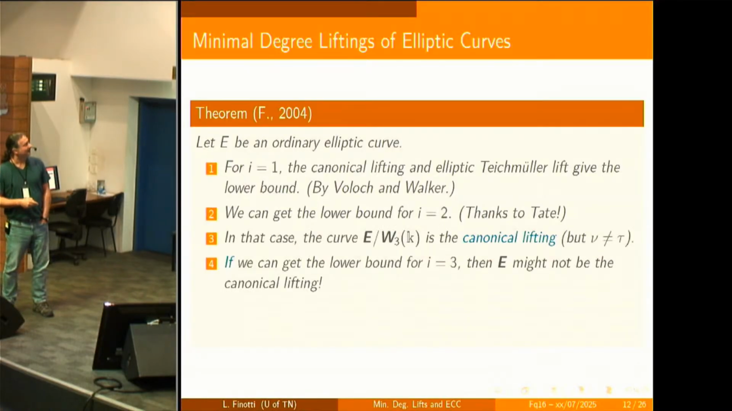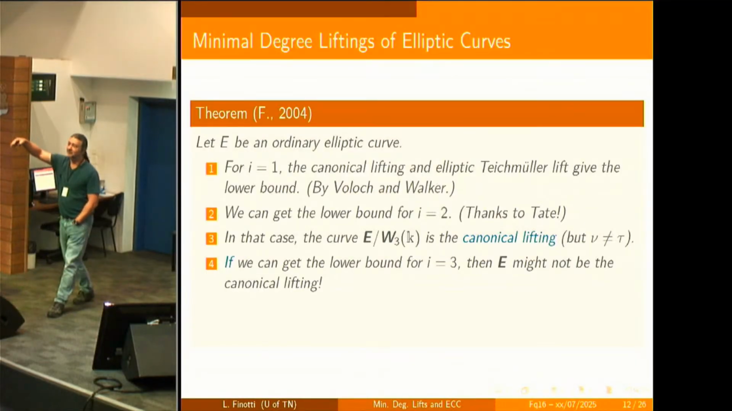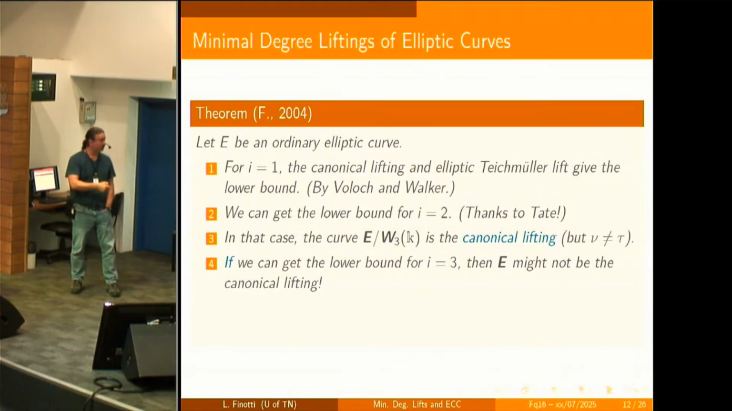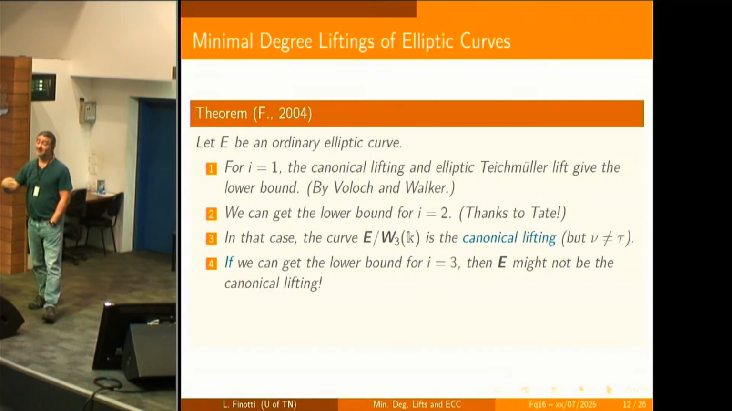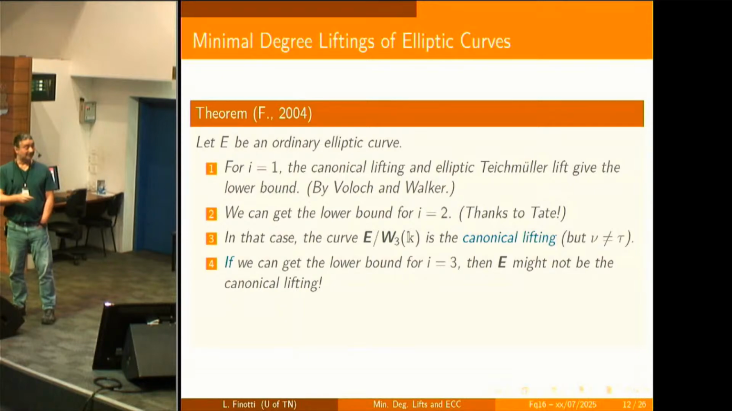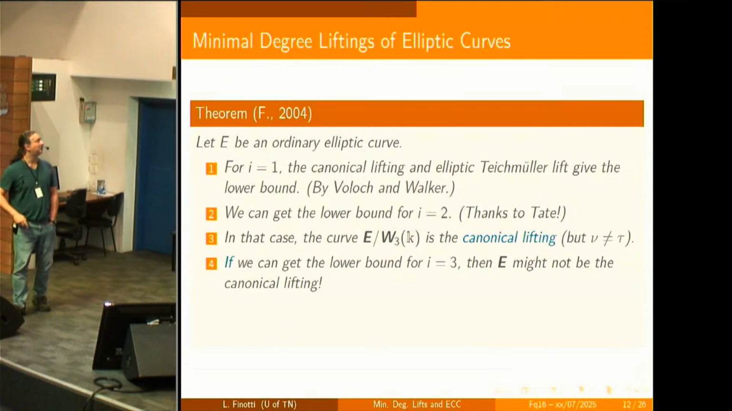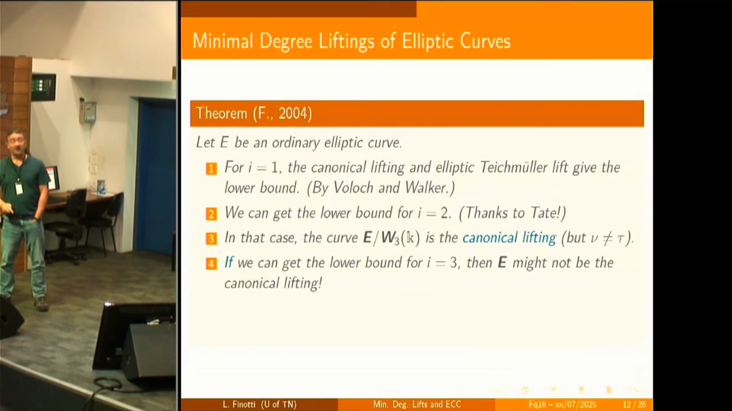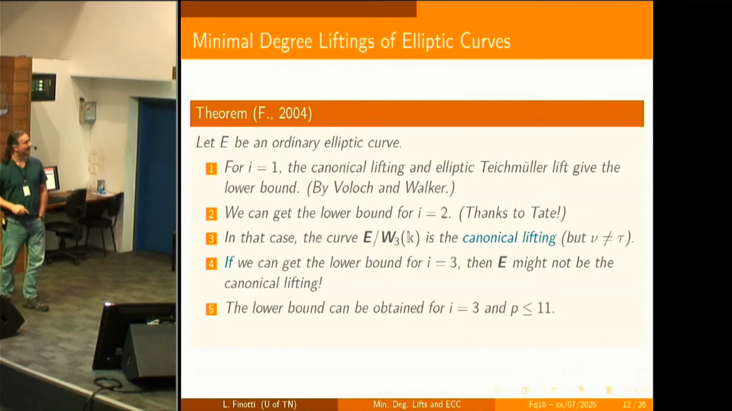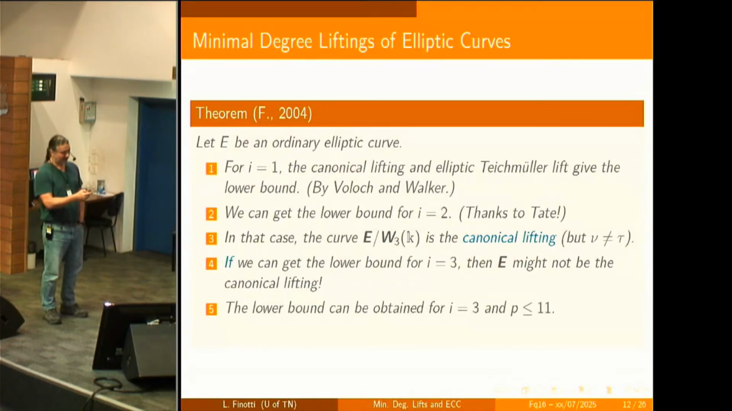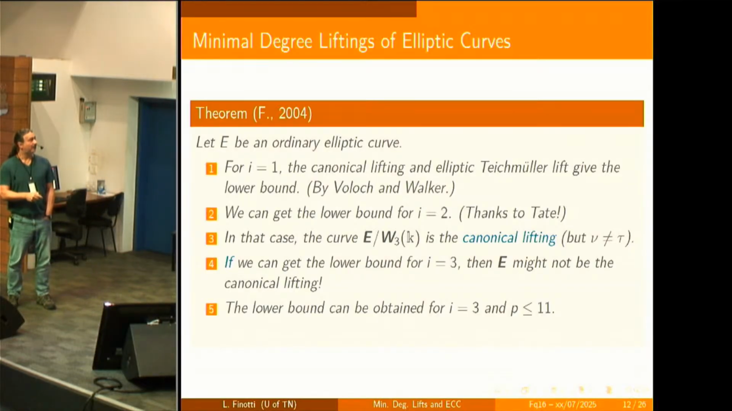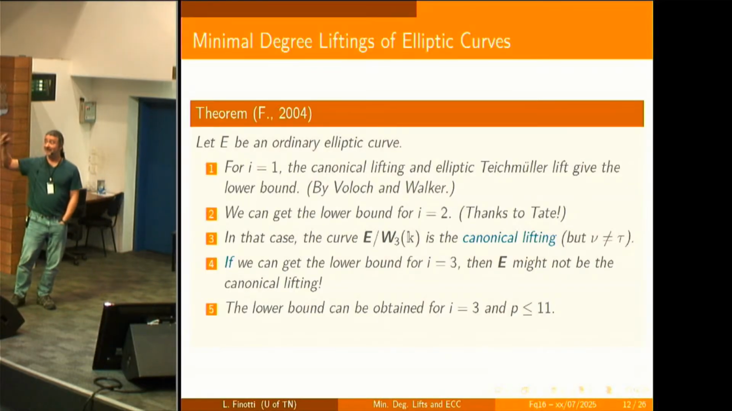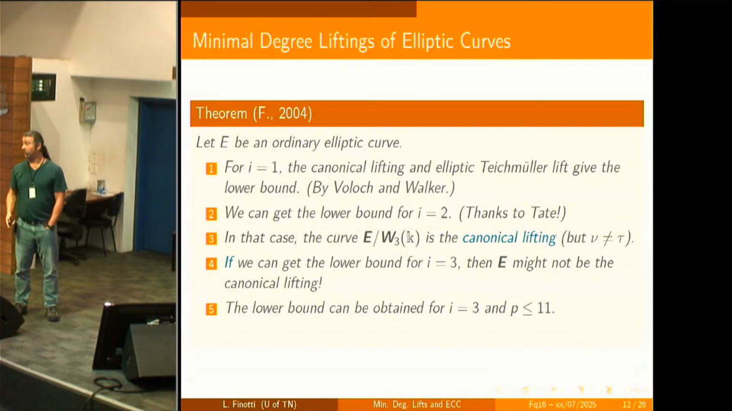Now, the funny thing, I was expecting that if you go now for i equals 3, so the fourth coordinate, something similar would happen, that you still had the canonical lifting, but some other lifting of the point that's not the Teichmüller. But that's not true anymore. The curve on top in here does not have to be the canonical lifting anymore. So that was surprising. But still, the computations are difficult, but I could compute for the fourth coordinate and p less than or equal to 11 and always be able to get the lower bound.